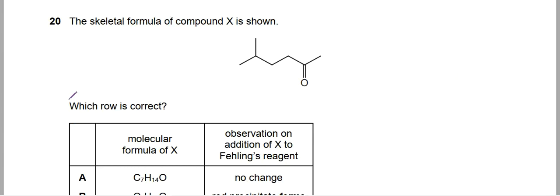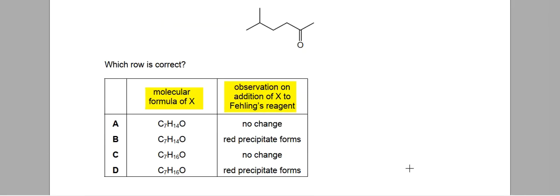Okay, 20. Let's take a look at this compound X here. What we need to do is work out the molecular formula, and check the observation with Fehling reagent. To work out the molecular formula, first we need to work out how many carbons there are: 1, 2, 3, 4, 5, 6, 7. That's 7 carbons, and 1 oxygen.